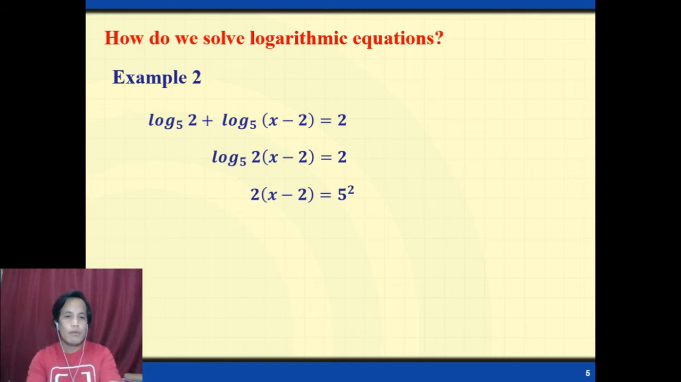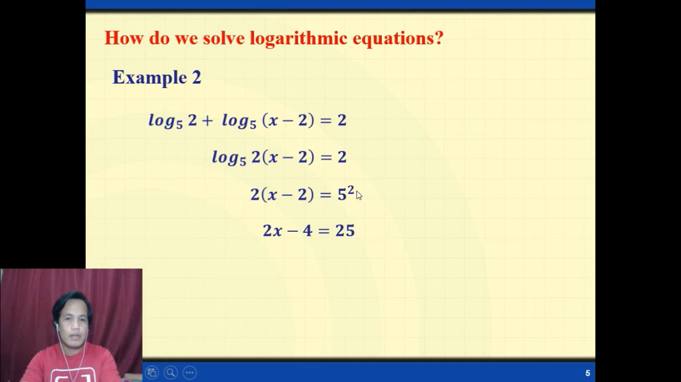Next step is, of course, to change the logarithm into exponential. We can simply copy: 2 times x minus 2 equals, with the base 5 and the exponent 2. Or you can write this as 5 squared equals 2 times x minus 2. They are the same. Afterwards, we need to distribute 2 to the terms inside the parentheses. So 2 times x is 2x, 2 times negative 2 is negative 4.